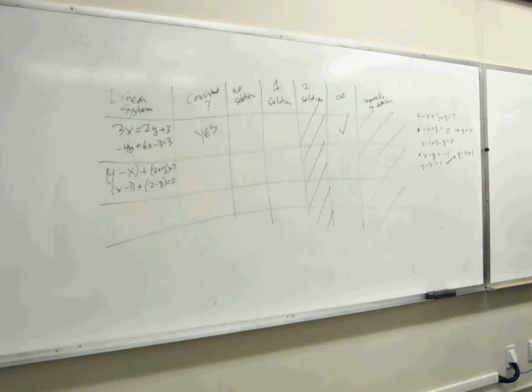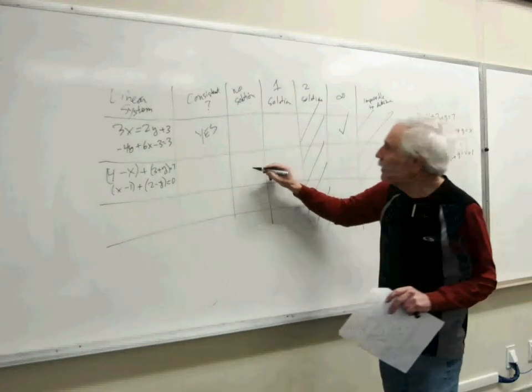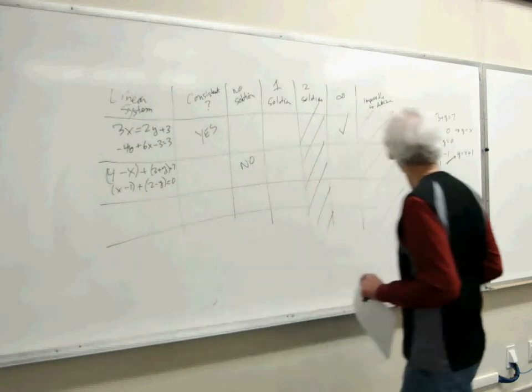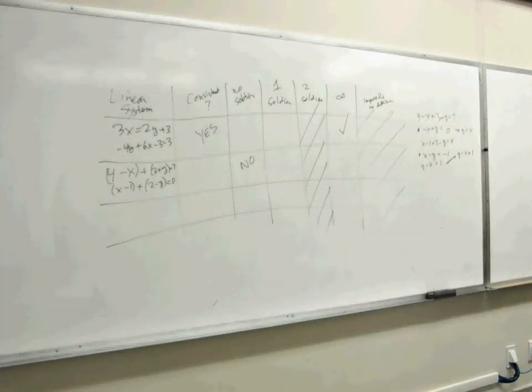What does that tell you? No solution. There's no solution. Can you graph that, why there's no solution? I sure can. I sure can.